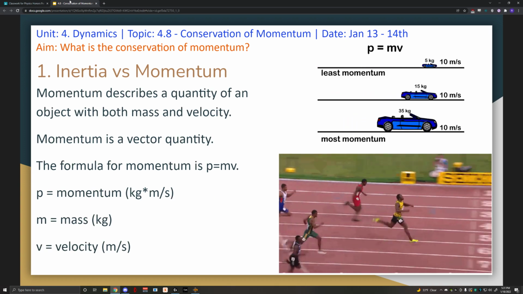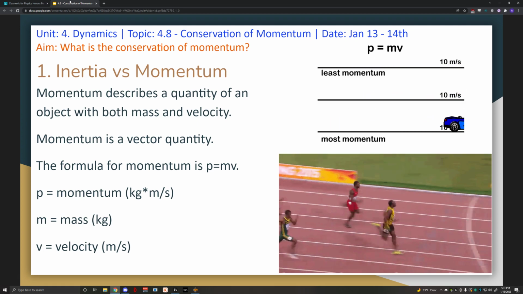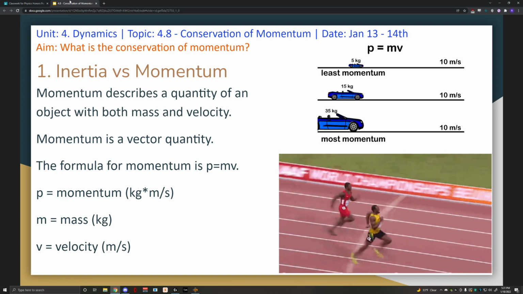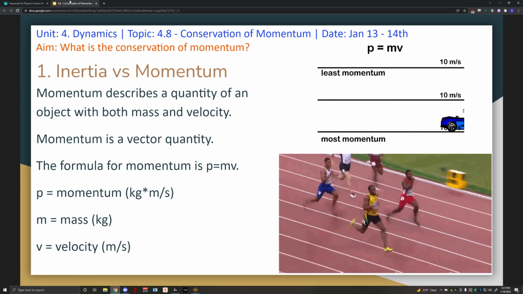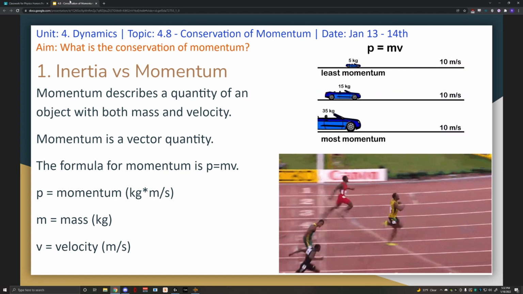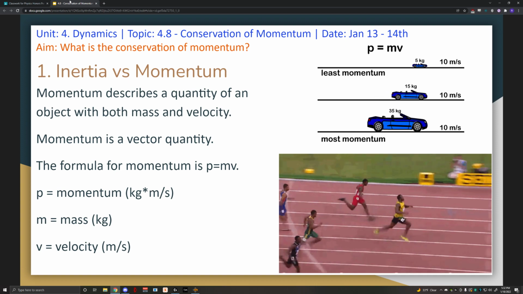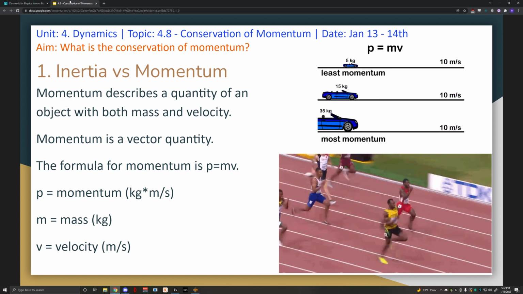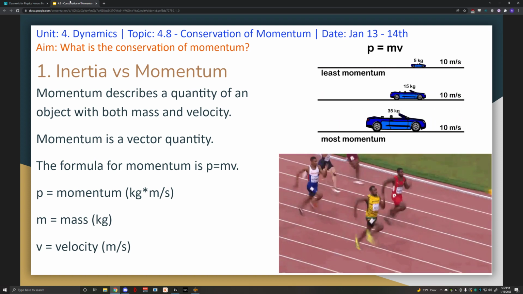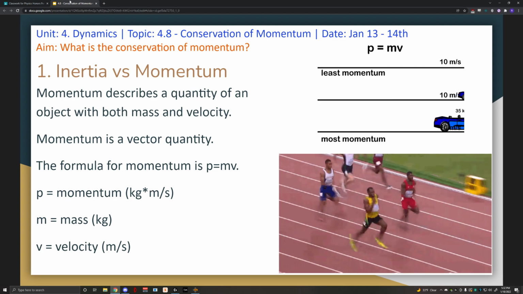Now, momentum is something that describes an object with both mass and velocity. In contrast to inertia, which was only proportional to mass, momentum is proportional to both mass and velocity. The formula for momentum is p equals mv, where m is your mass and v is your velocity. p is your momentum, measured in kilograms times meters per second. The more mass you have, if your velocity is constant, the more momentum you have. And if your mass is constant, the more velocity, the more momentum.